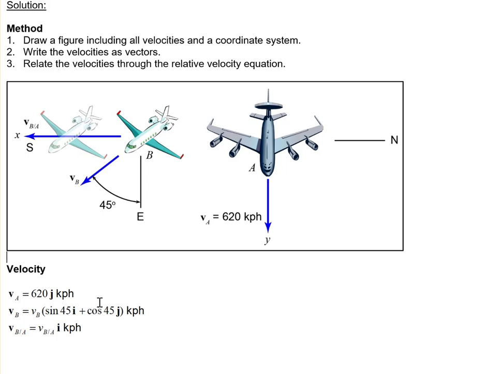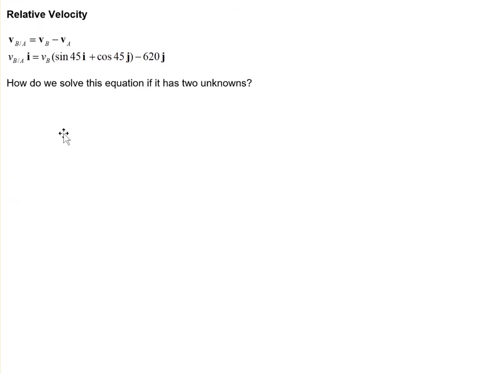So we'll write all of those velocities in vector form. So we have VA, VB, VB relative to A. Now notice when there's not a value given, we're just going to use a variable. So VB, we don't know the magnitude of VB, but we know its direction, so we put that in. And the velocity of B relative to A, we don't know the magnitude, but we know the direction. All right, and then we use the relative velocity equation. So VB relative to A equals VB minus VA. And we just plug in all what we know.